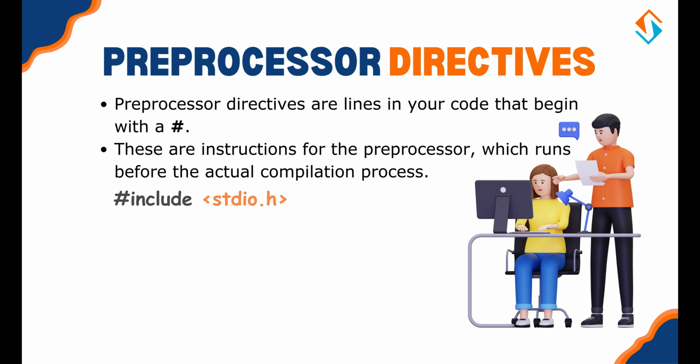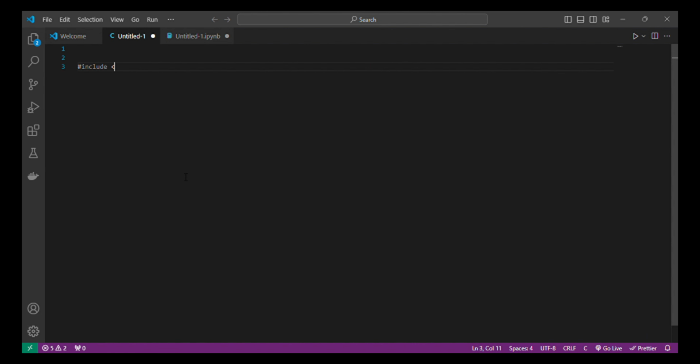Preprocessor directives. Preprocessor directives are lines in your code that begin with a hash. These are instructions for the preprocessor, which runs before the actual compilation process. Let's see an example. This line tells the compiler to include the standard input-output header file. It gives your program access to functions like printf and scanf.